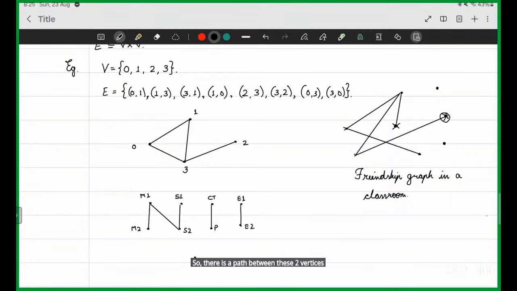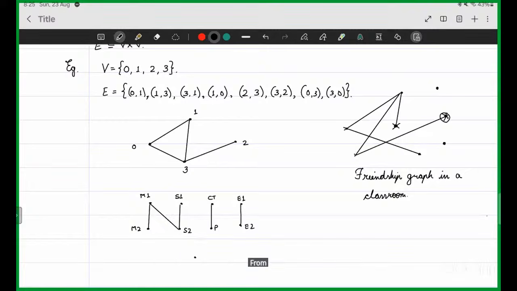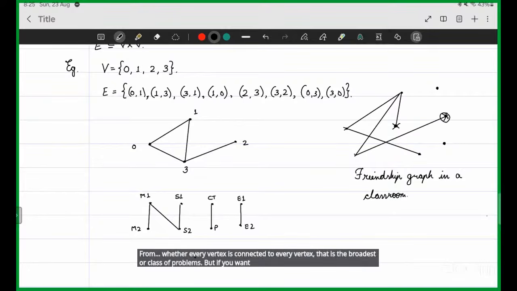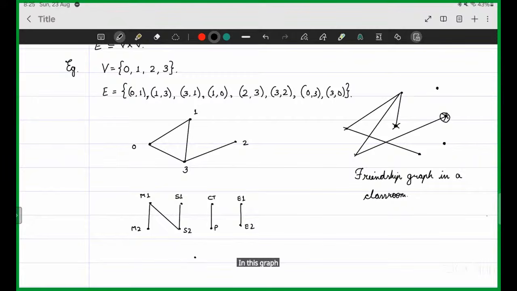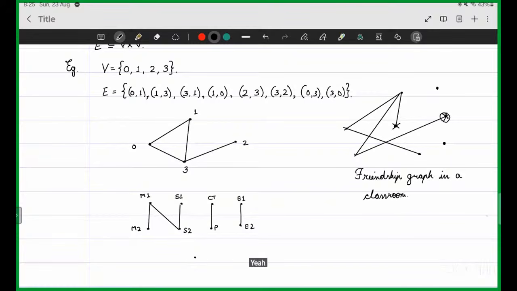So reachability is a very important problem in graph theory, where we ask whether a particular vertex is reachable from another, or whether every vertex is connected to every vertex. That is the broadest class of problems. But if you want a particular one, you just pick one vertex and say, from this vertex, can I connect to everything? In this graph, obviously, not all vertices are reachable, right? What are the vertices which are not reachable? The two points in the corner, the isolated ones, they are not reachable.